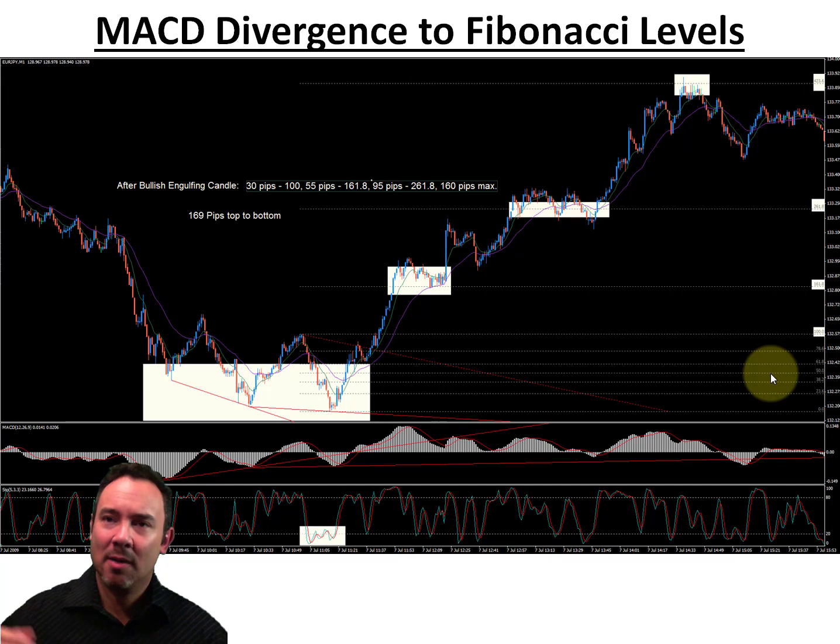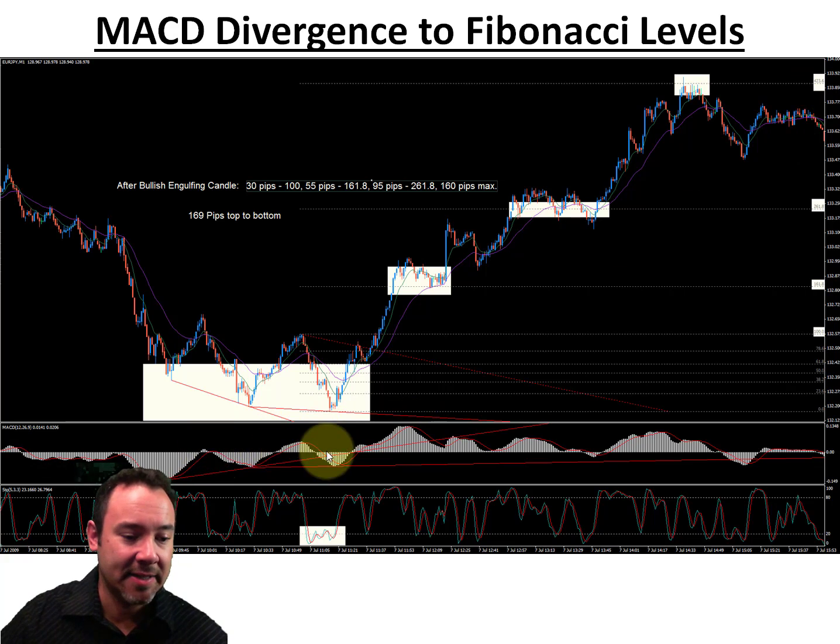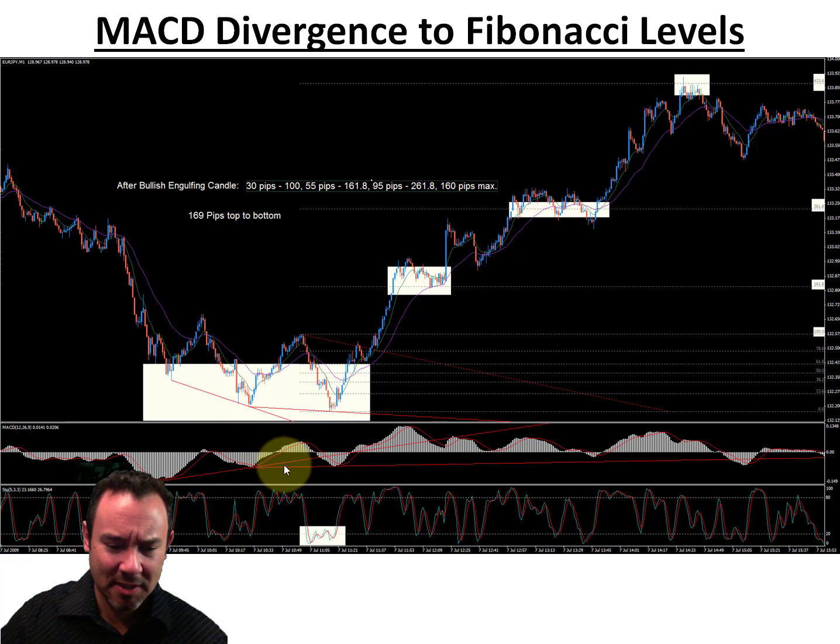So again, I'm going to talk about this more in a future presentation, but this is MACD divergence to Fibonacci levels. I've been telling you just a baseline of how I do it with my targets at 100 level, the 161.8, the 261.8, and the 423.6, which is really hard to get to. This is a trade I took on the Euro Yen way back. I think this was a couple of years ago or so, but just a beautiful trade.